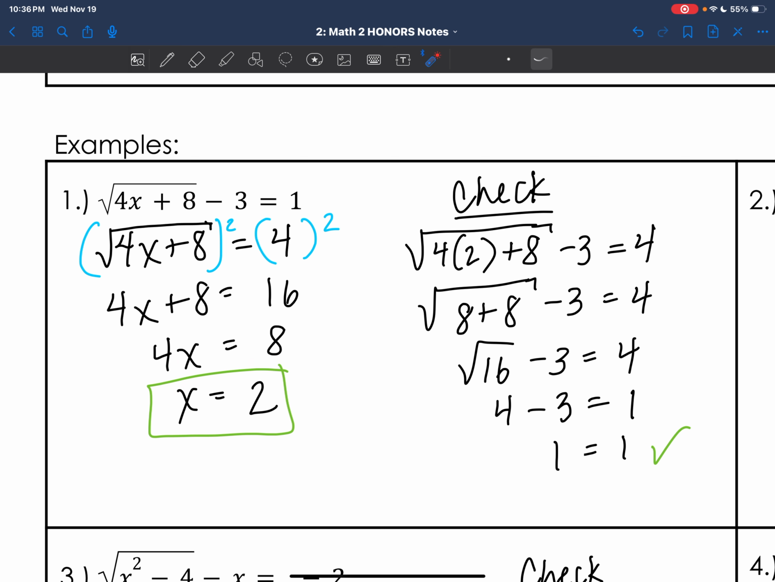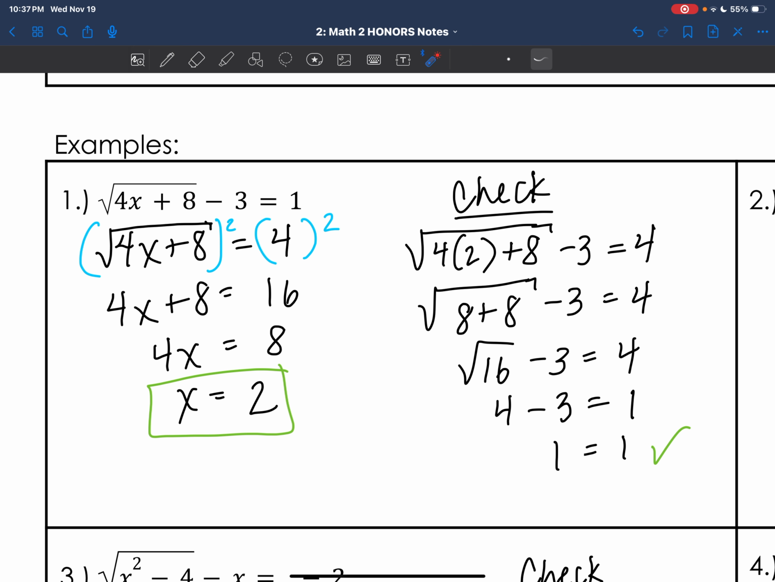Now, we need to check this first. So what I'm going to do is take 2, and substitute it in wherever you see x. So I've got 4 times 2 plus 8, all under the radical, minus 3 equals 4. And then don't forget to bring this down. So I've got 8 plus 8, which is 16. And then I'm bringing down the rest of it. And now, square root of 16 is 4.